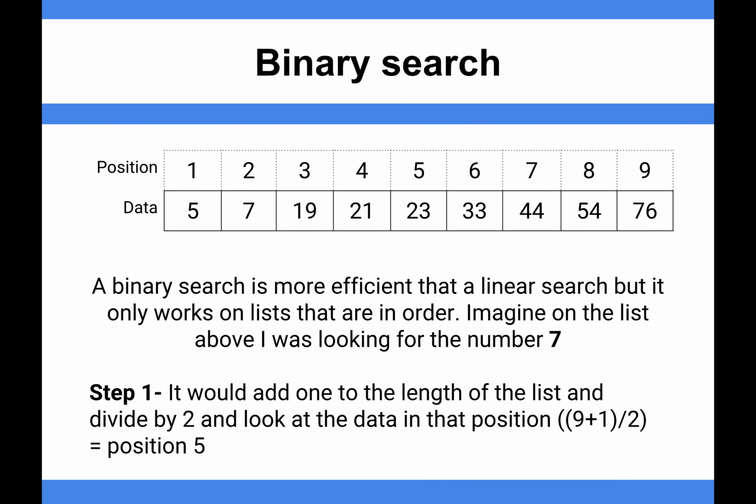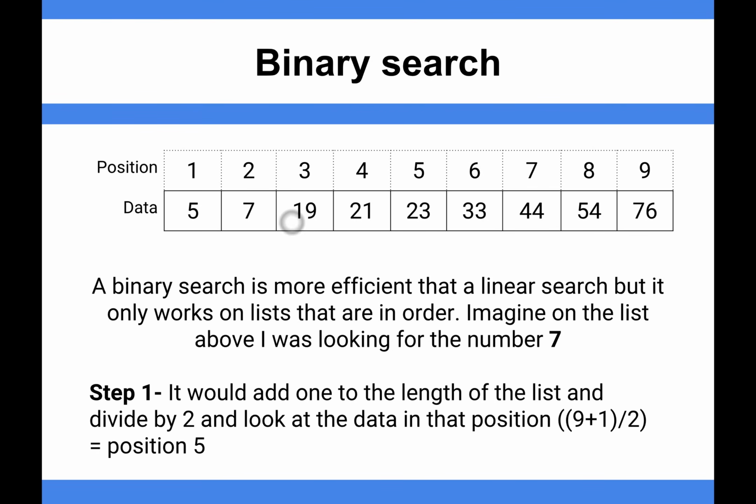So you've probably seen the linear search one by now. Binary search is a more efficient way of looking through data. Now, the only downside is it only works on lists that are in order. So you can see here we've got a data set where the data has been put in order.